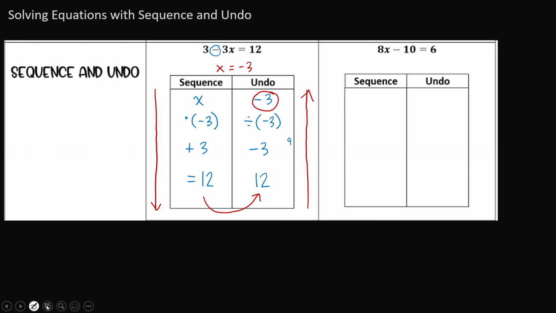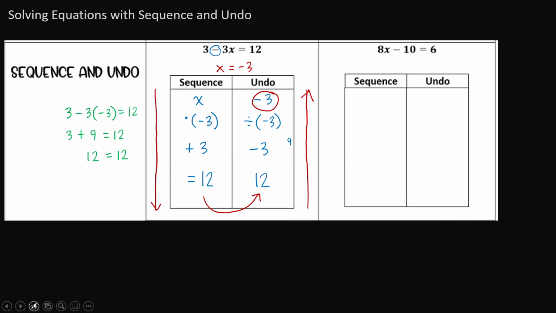And just so I can prove it to you, I am going to plug in or substitute negative 3 for x in this equation. So 3 minus 3 times x, which is negative 3, is equal to 12. So let me simplify here. Negative 3 times negative 3 is positive 9. And 3 plus 9 is 12. So it looks like we solved this equation correctly with sequence and undo.